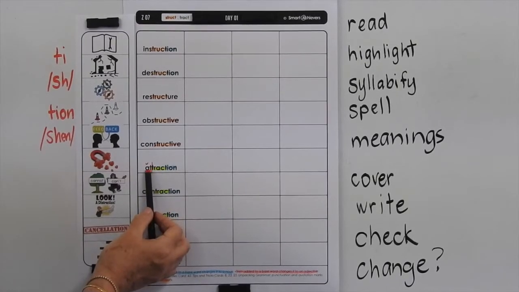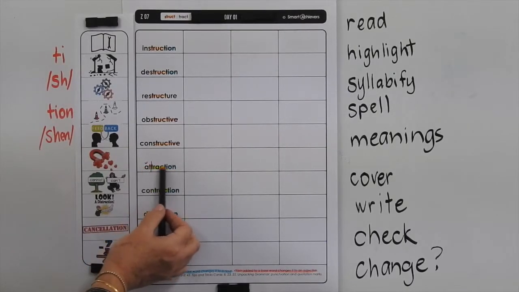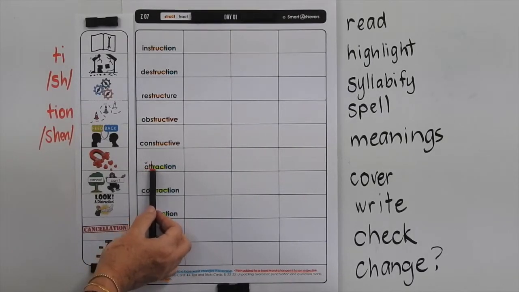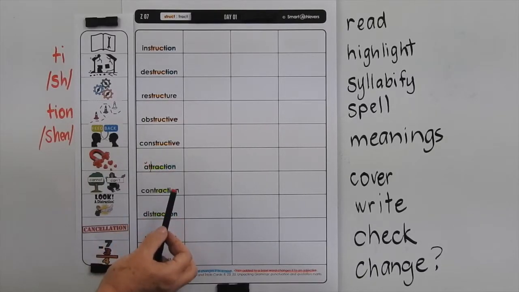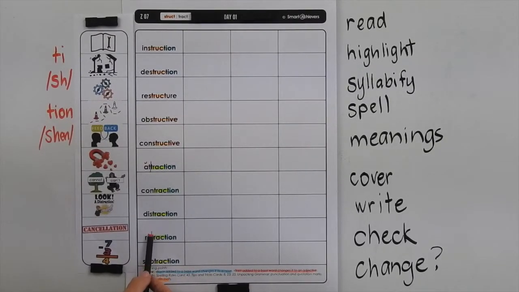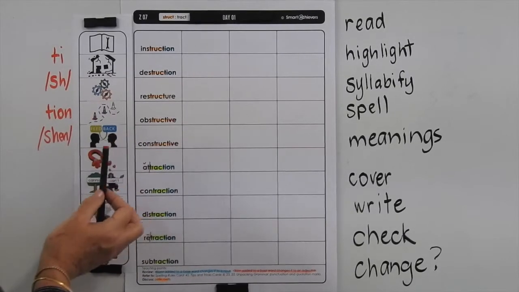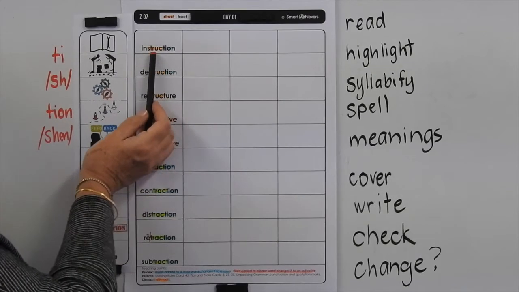Now do be aware that if the A is making a short vowel sound, like in attraction, it has a double letter after it, so we're going to split it between that double T. So re is a long vowel sound, so we cut that syllable right after the vowel sound. There's quite a lot in this list for you. Now let's go back and look at the meanings of these words.